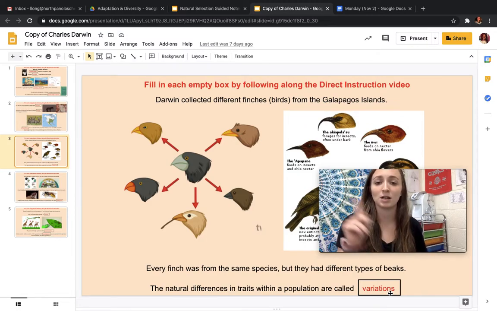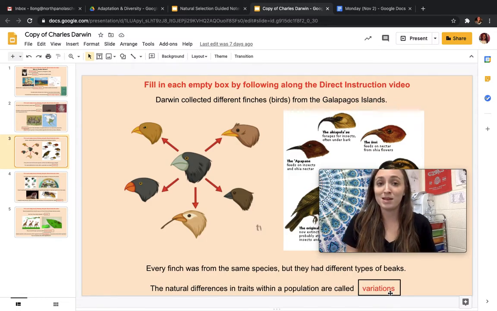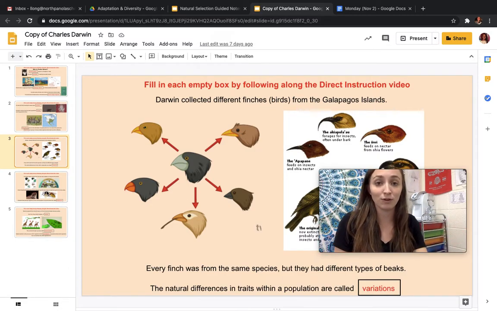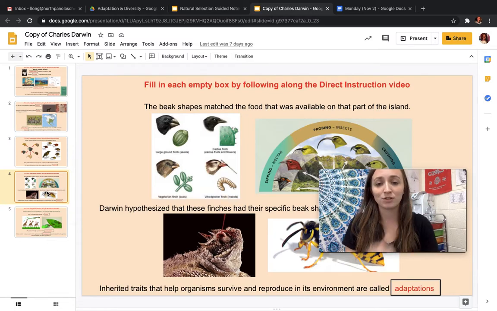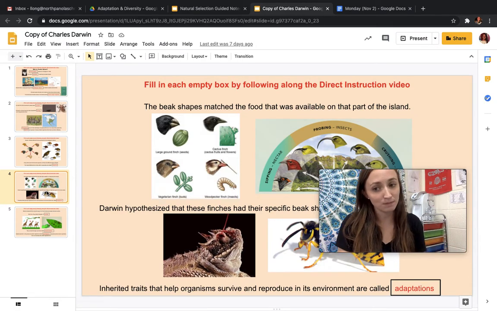So in this case, we talked about beak size. You know, they all have beaks, but they all are shaped differently. They're different sizes because they need to get different food. We also talked about how certain traits help an organism be more successful or help them survive in a specific environment, and that is called an adaptation.